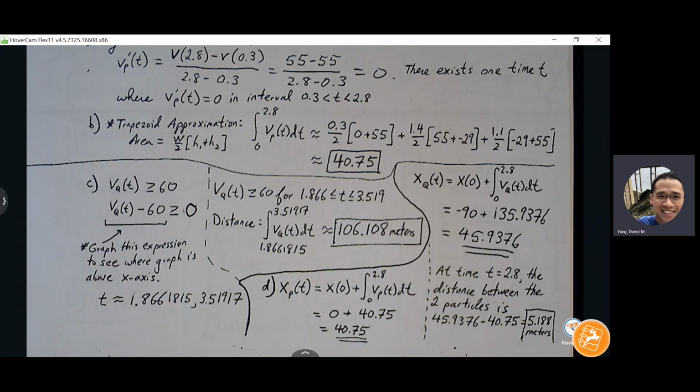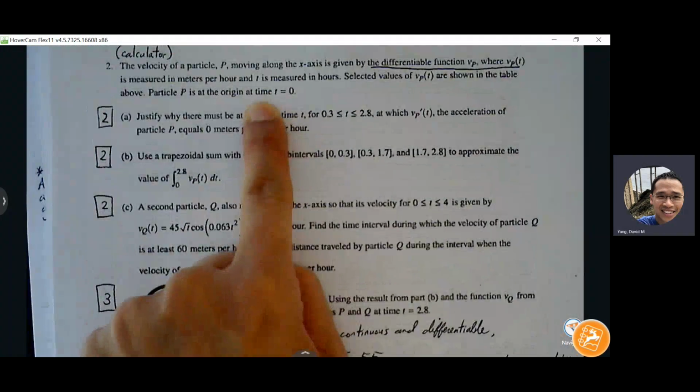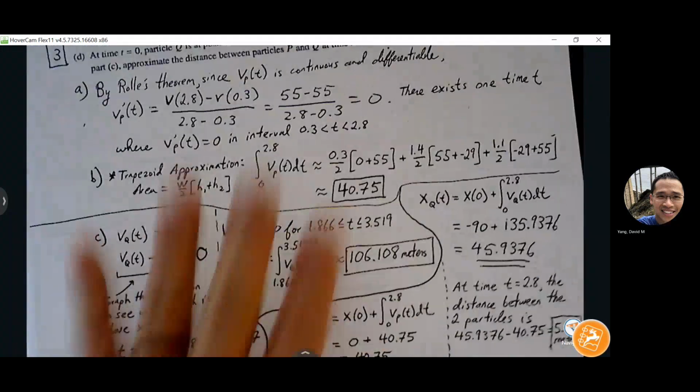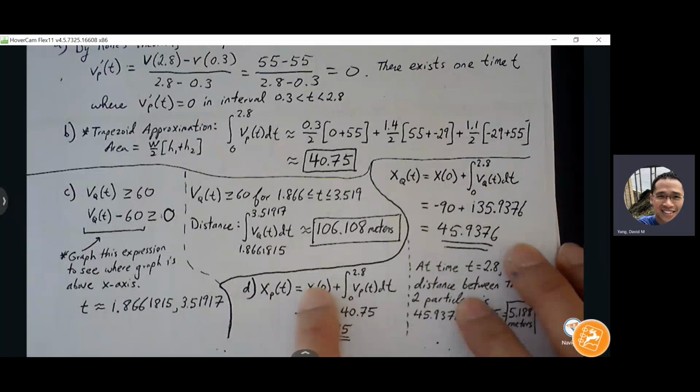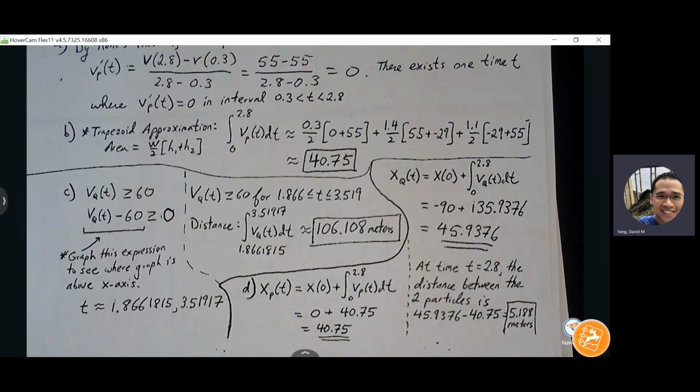So let's start with particle P. Particle P starts at 0. Again, we really use this final equals initial plus displacement formula a lot. So if I want to find my final location of particle P, I know I'm starting at x of 0. I'm going from 0 to 2.8 of v of t for particle P. So location, I'm starting at 0. In this time period, I move 40 units to the right. So we end up at 40.75 on the x-axis.